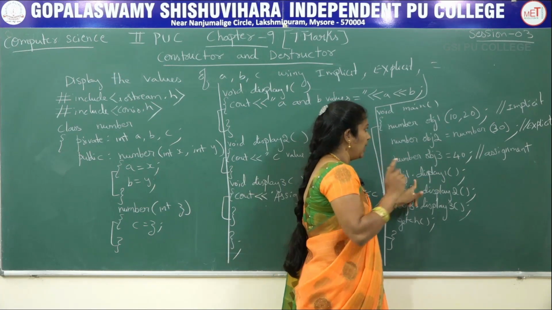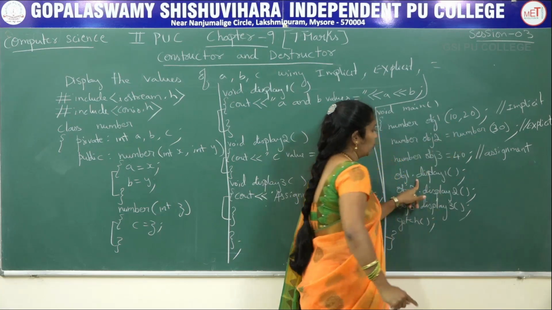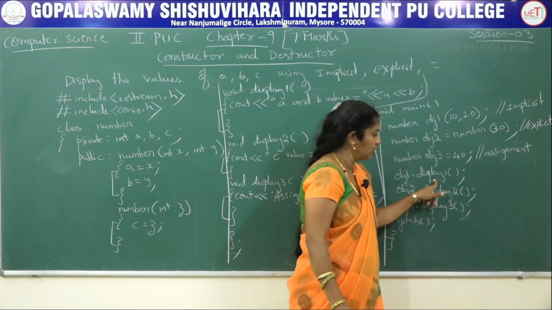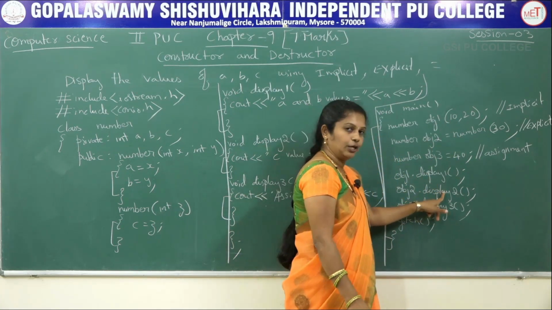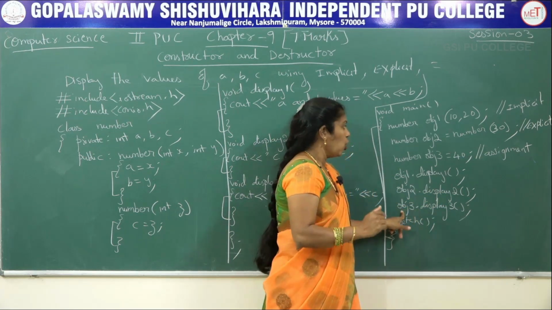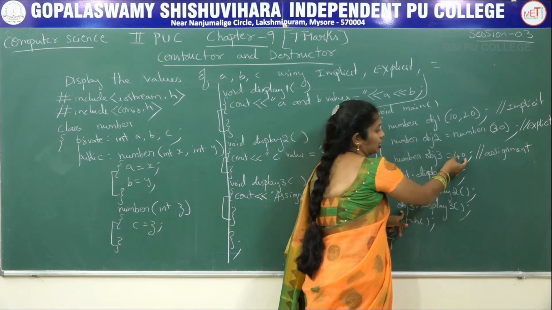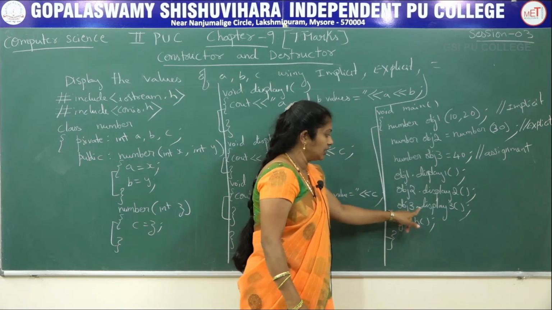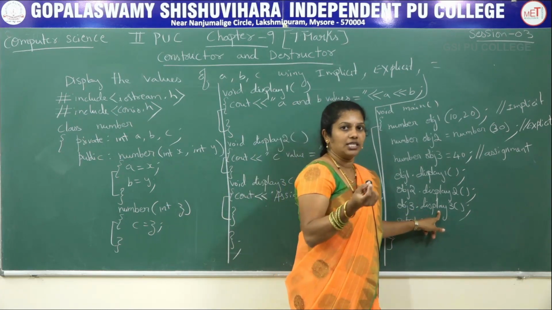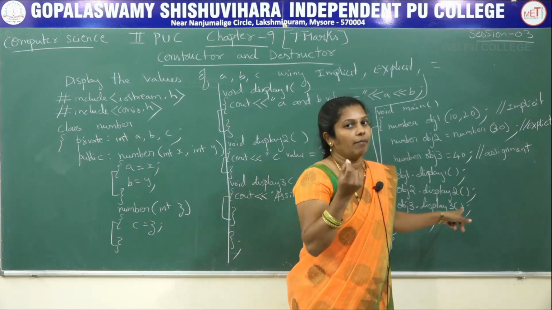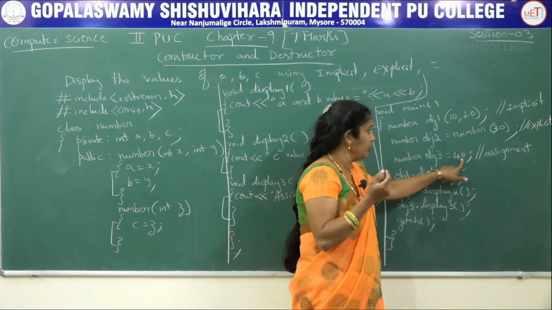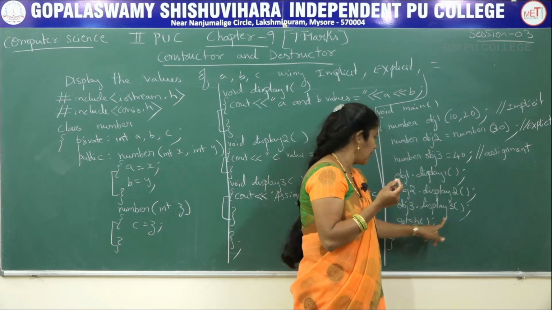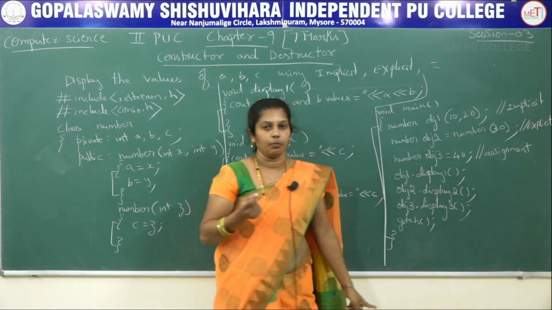And object 1 dot display 1, then A and B value here it will display. Object 2 dot display 2, only C value it will display. Object 3, in object 3 we initialized 40, then object 3 dot display function means initialization at the time of declaration by using assignment operator. Whatever value we have given here, that value it will display. Then get ch, close the main program.